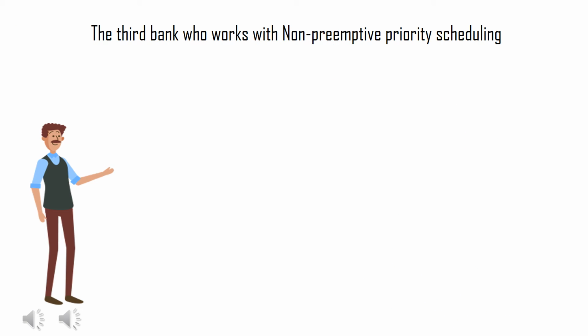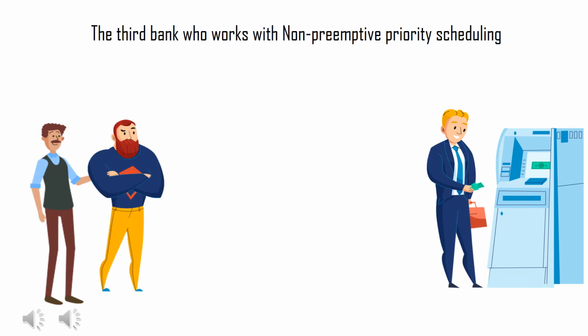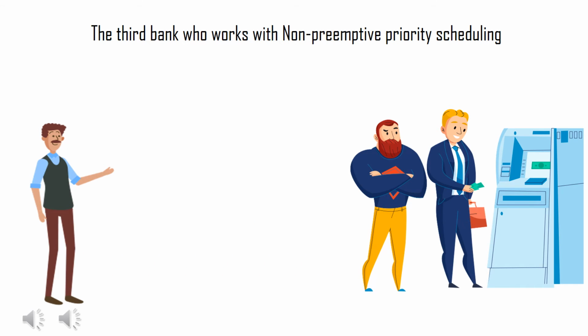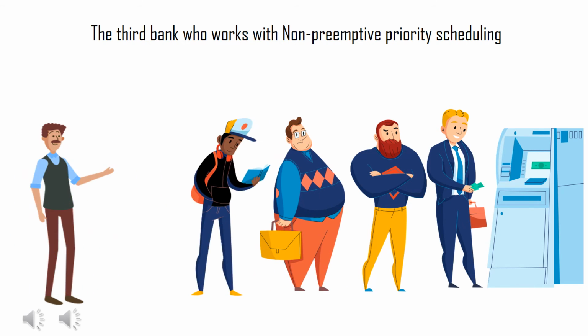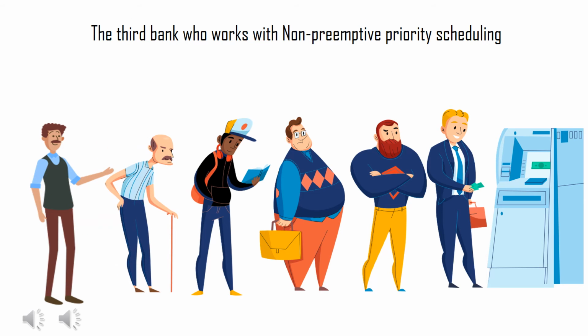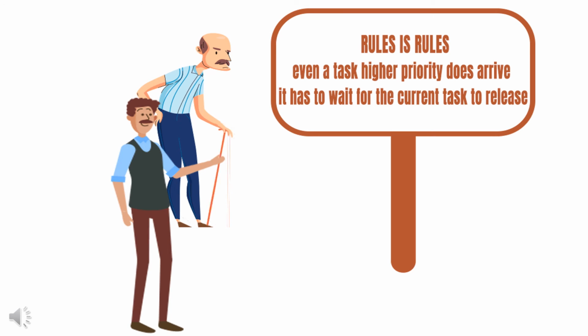Now in the case of non-preemptive scheduling, it does not interrupt a process running on the CPU in the middle of execution. Instead, it waits till the process completes its CPU burst time and then it can allocate the CPU to another process. Like we see here, the old man has to wait through the whole queue to get his money, not like the previous banks. So as we understand, it's based on arrival time. No process can take the place of another process even if it has a higher priority, so it has to wait for the current process to finish executing.